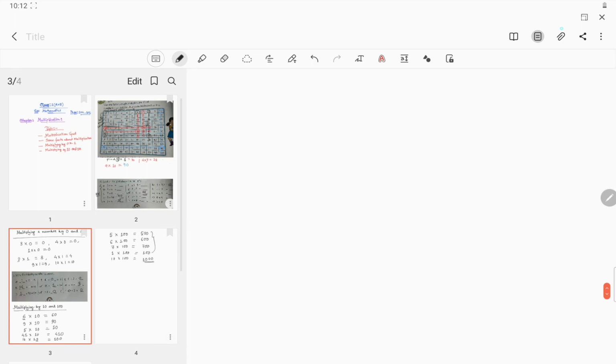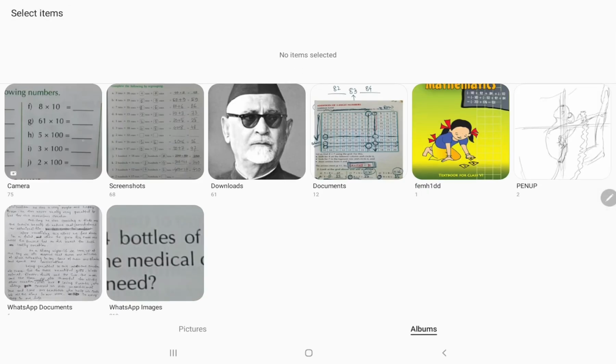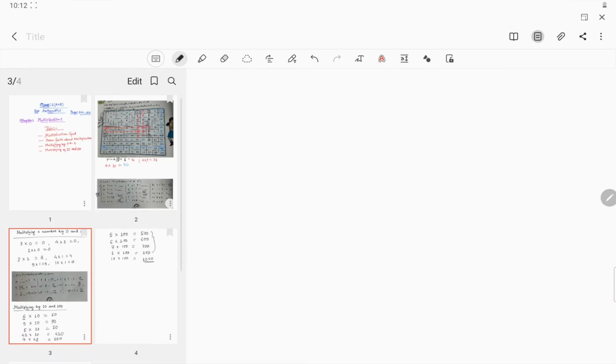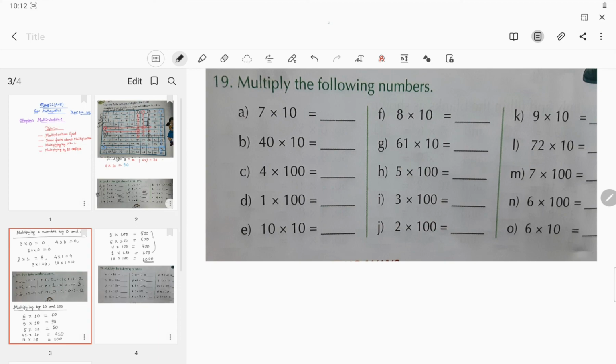Now we want to fill up this question 19. It says 7 cross 10, 7 and add 0 because you are multiplying by 10. Similarly, 40 cross 10 is 400 because 40 and add 0 because you are multiplying by 10. But here in question number C, you are multiplying by 100. So the number is 4 and add two zeros at the end. So I have added. So this is our result. Similarly, 1 cross 100 is 100.